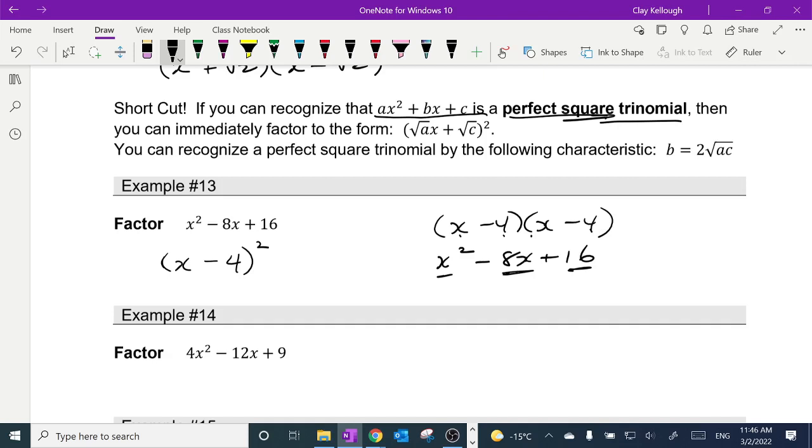Now, how do I recognize that this is a perfect square trinomial and that I can do this? Well, you recognize it by noticing that the middle term's coefficient, negative 8 here in this case, is 2 times the square root of the coefficient and the constant multiplied together. So a here is 1, and c is 16. Maybe I should square root them first. The square root of 1 is 1. The square root of 16 is 4. 1 times 4 doubled is 8. That's how I knew it's a perfect square trinomial.